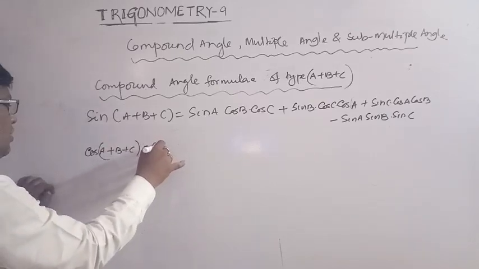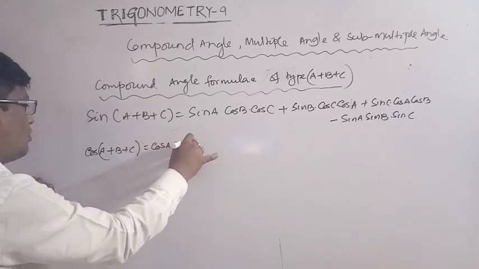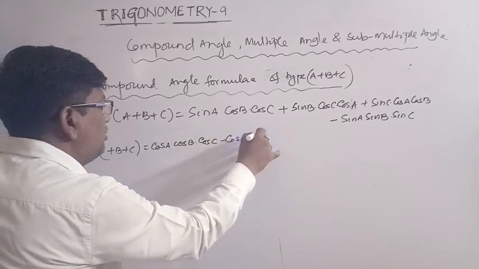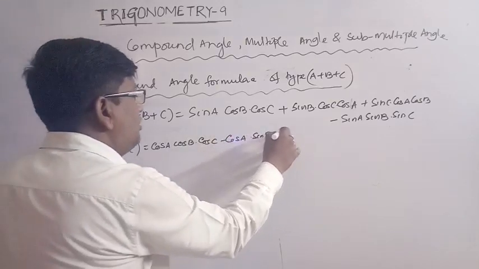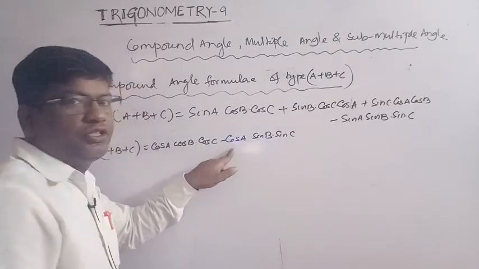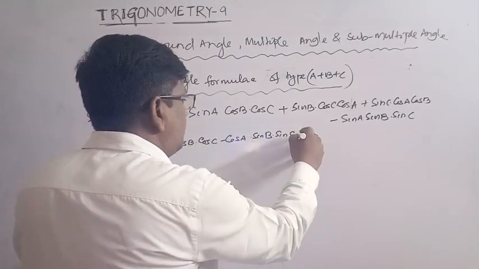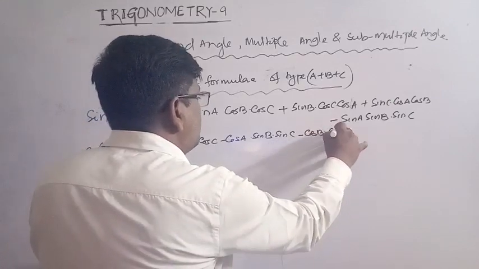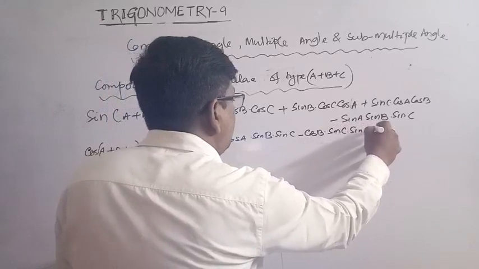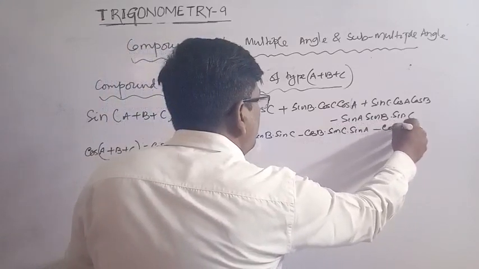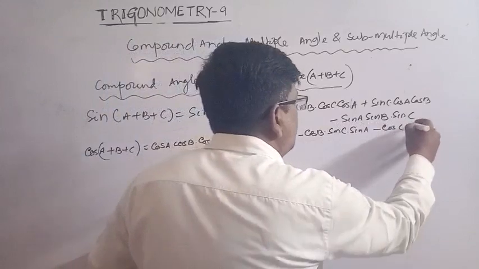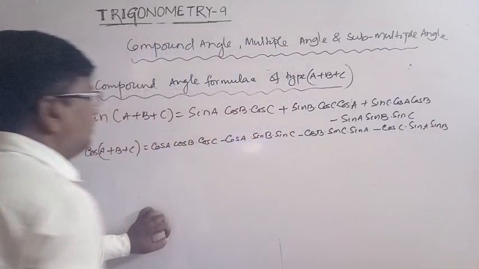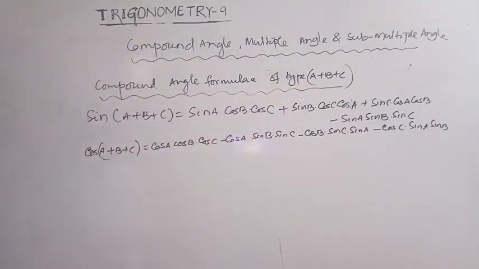And cos of a plus b plus c is equal to what? Cos a into cos b into cos c minus cos a into sin b sin c. Here single cos, double sin. And minus cos b into sin c into sin a, minus cos c into sin a into sin b. Okay, this is cos of a plus b plus c.